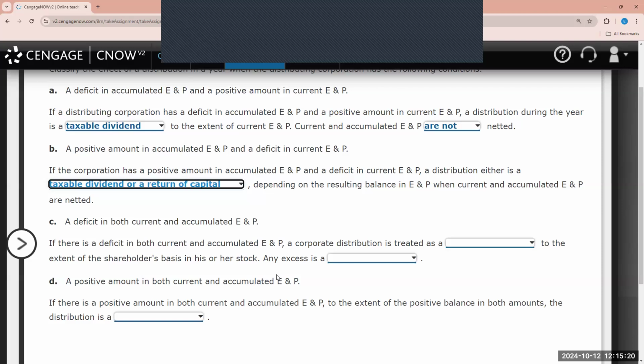C, if there's a deficit in both current and accumulated E&P, in such case, the distribution is treated as a return of capital, first reducing the basis of the stock to zero, then generating taxable gain.